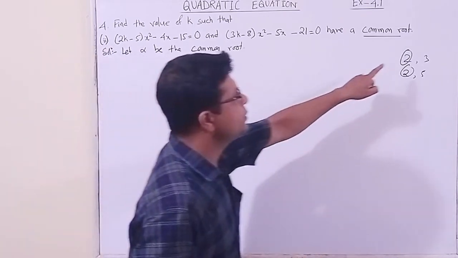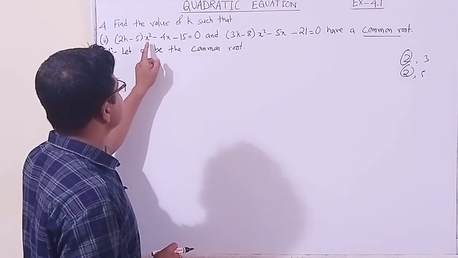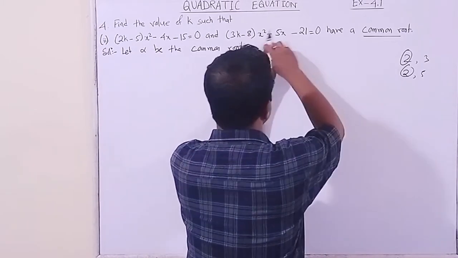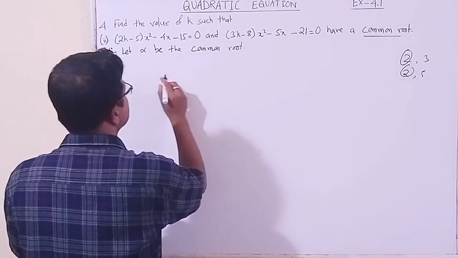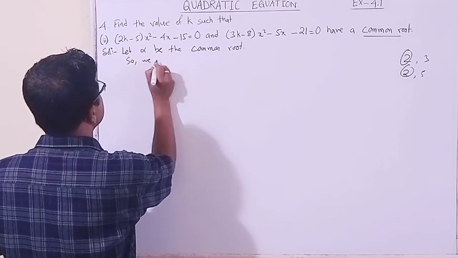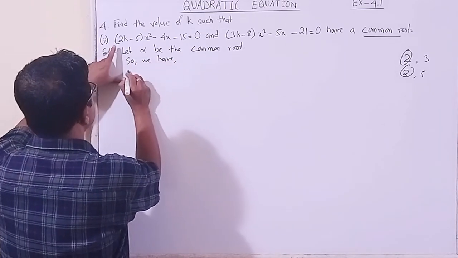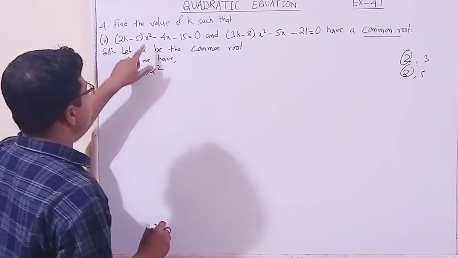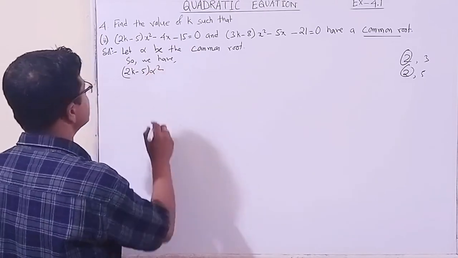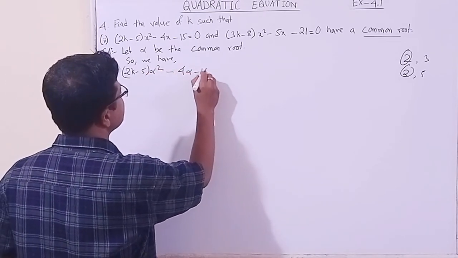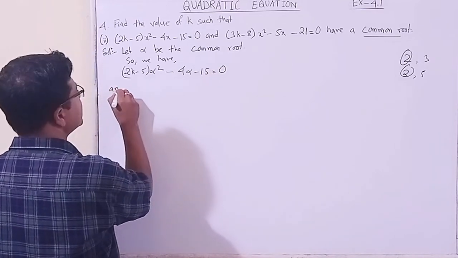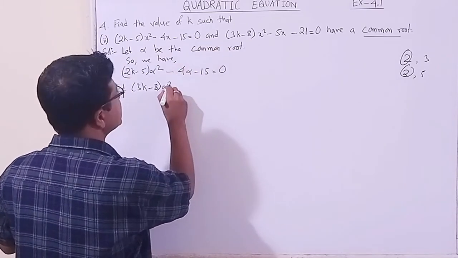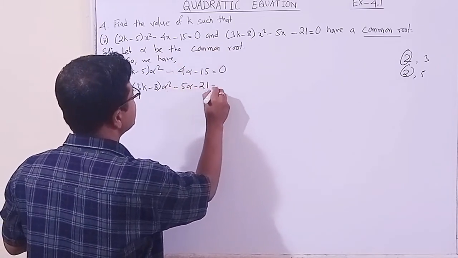Now, if 2 is one root here, and you substitute x equal to 2, the right hand side will always be 0. So here we have (2k minus 5) alpha square, in place of x we are writing alpha because alpha is a root, minus 4 alpha minus 15 equal to 0, and (3k minus 8) alpha square minus 5 alpha minus 21 equal to 0.